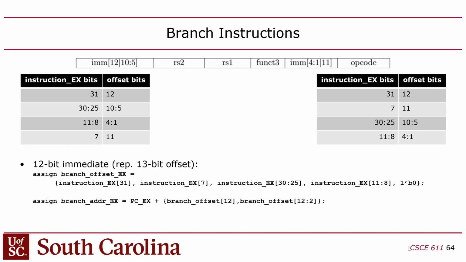Yes? Could you, instead of in the previous to the last assign statement, like instruction EX 11 to 8, then 0, instead of this, just do instruction EX 11 to 7, since you still delete the second bit, and then use this add, but just duplicate branch offset 12 2 times? Yeah, you could do that. Yeah, the suggestion is just pick up a bit from the opcode, because you're going to clobber it anyway when you get to this line. Yeah, that'll work. Either way, that's another way to do it.